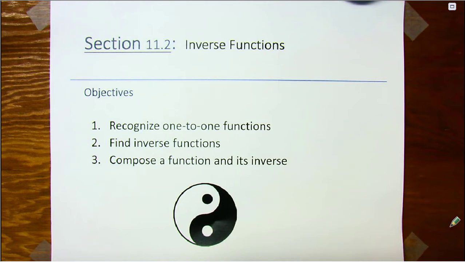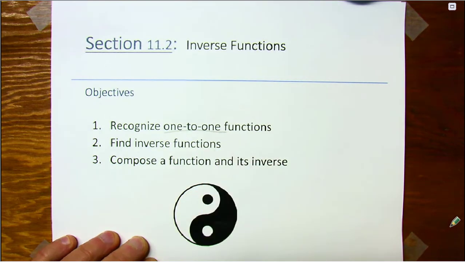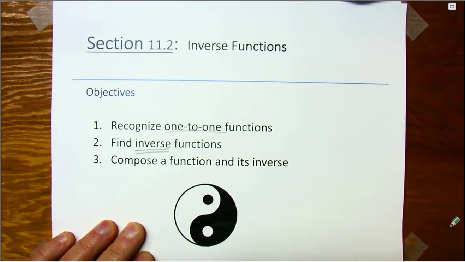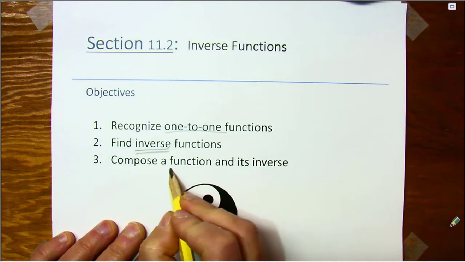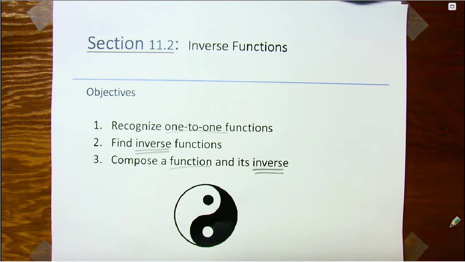So let's get started. We want to do three main things in this video. First of all, I want you to recognize what a one-to-one function is. Particularly important in this section, we're going to find out what an inverse function is, and then we're going to see how to take a function and its inverse and compose them together. That's going to yield an important result for our work going forward.